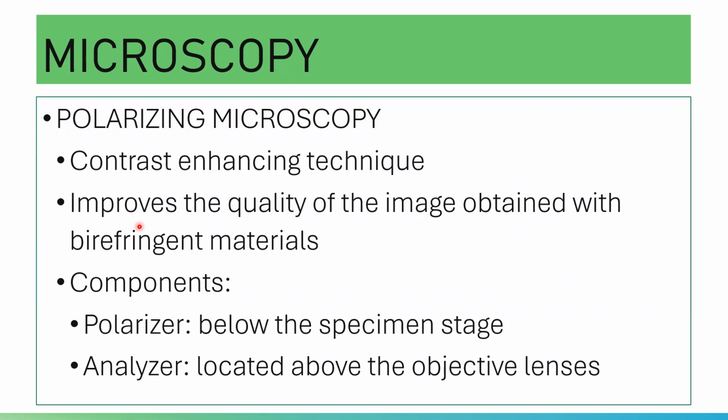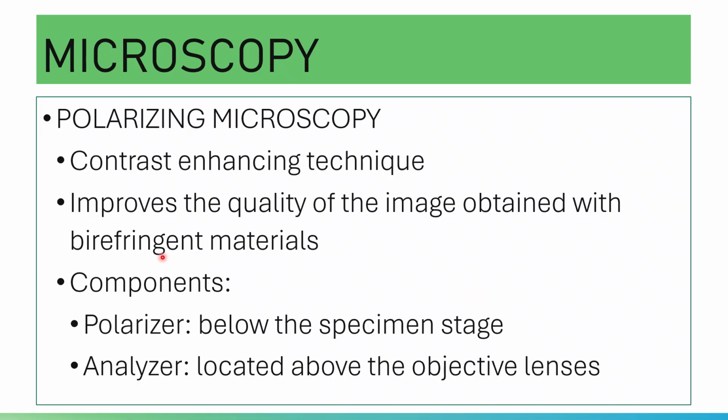Polarizing microscopy utilizes plane polarized light. This is light that vibrates in a single plane. It has components: a polarizer and an analyzer. The polarizer is placed below the specimen, and the analyzer is placed above the sample.